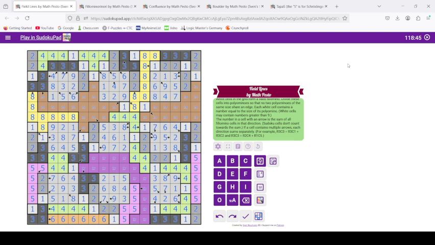I just cannot express how fun this puzzle was. It was awesome. So yeah, I'm probably done for now.